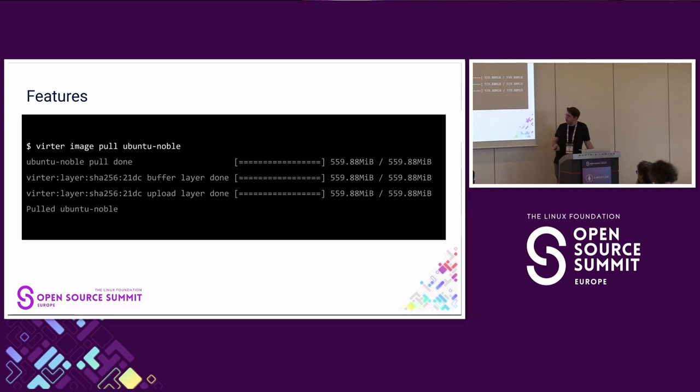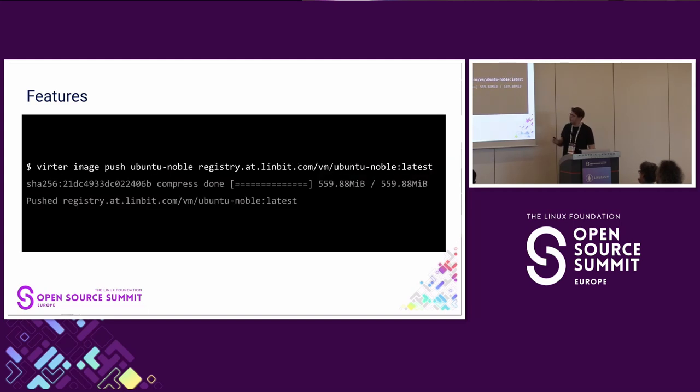Conveniently, Virter also has an image registry, so kind of similar to how the Docker Hub registry works. You can just do Virter image pull Ubuntu Noble, and it has just a file somewhere that knows the URL for that, and it does the same thing. It just downloads it, and you have the image. So that's also convenient. Speaking of Docker, one really cool feature is that actually Virter images are compatible with Docker registries.